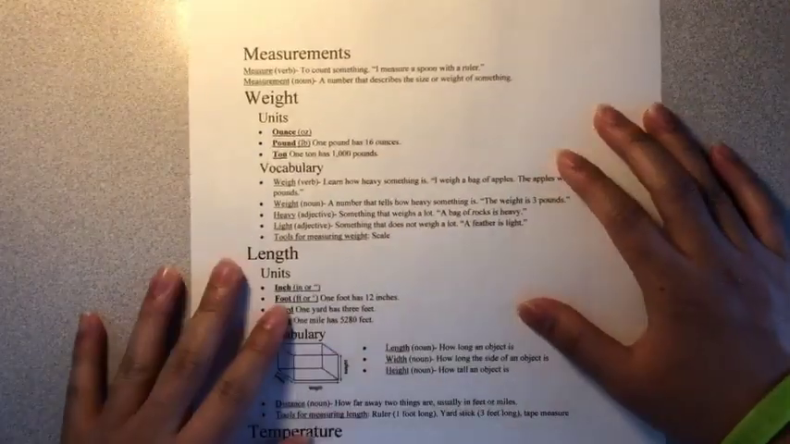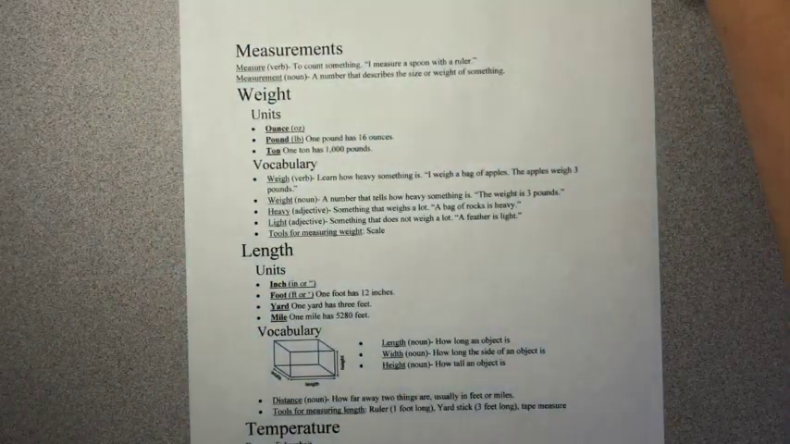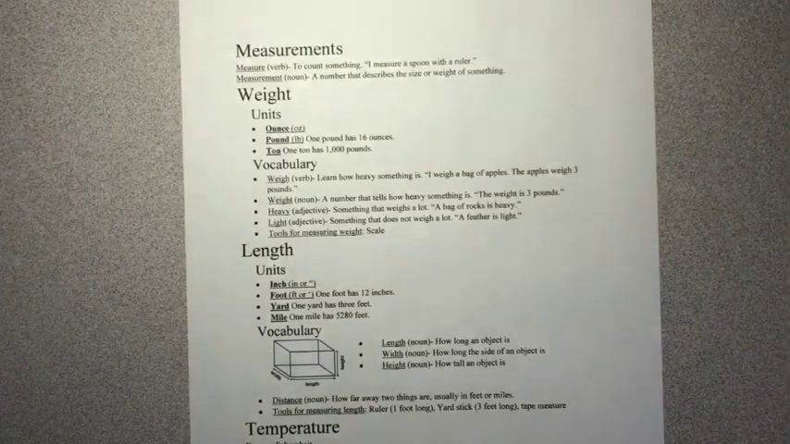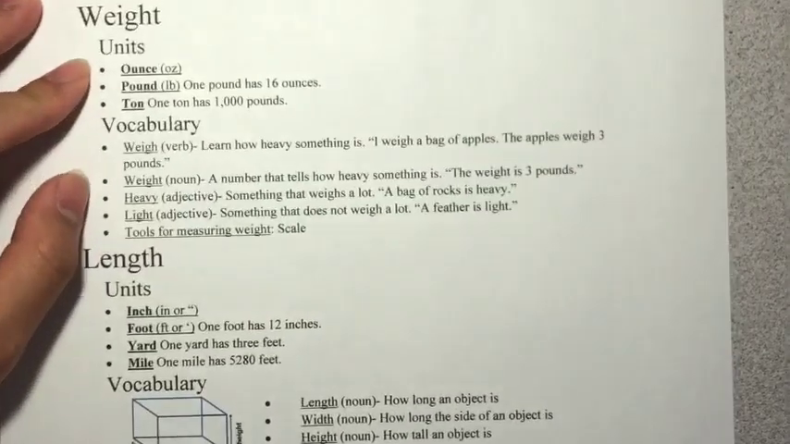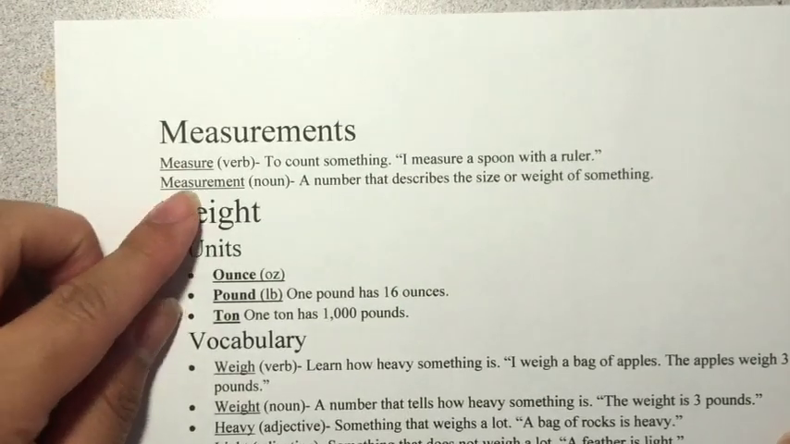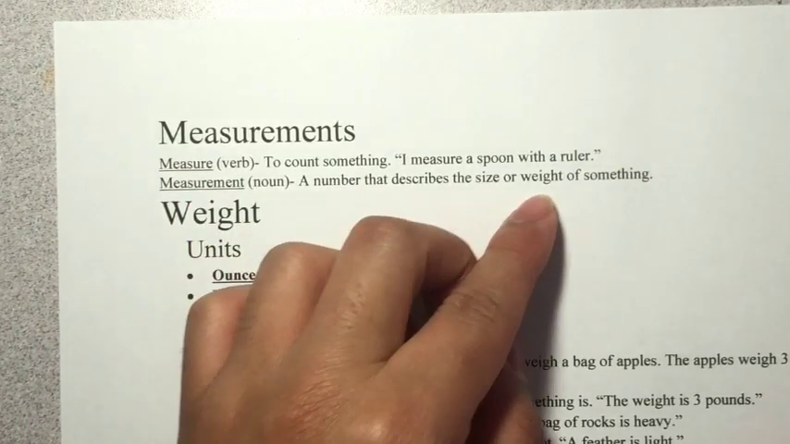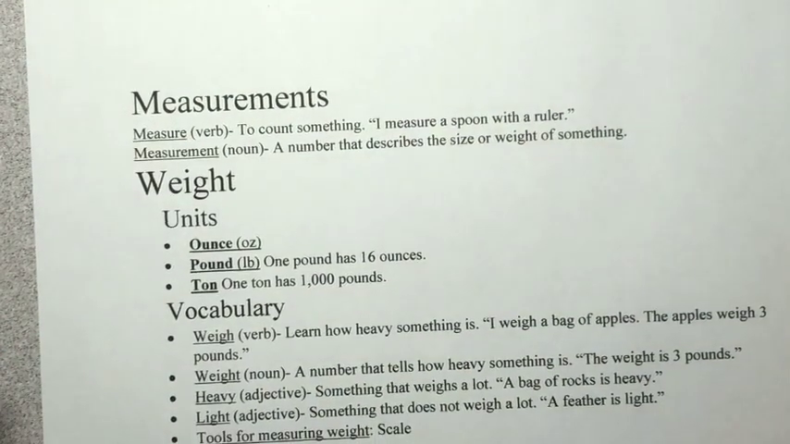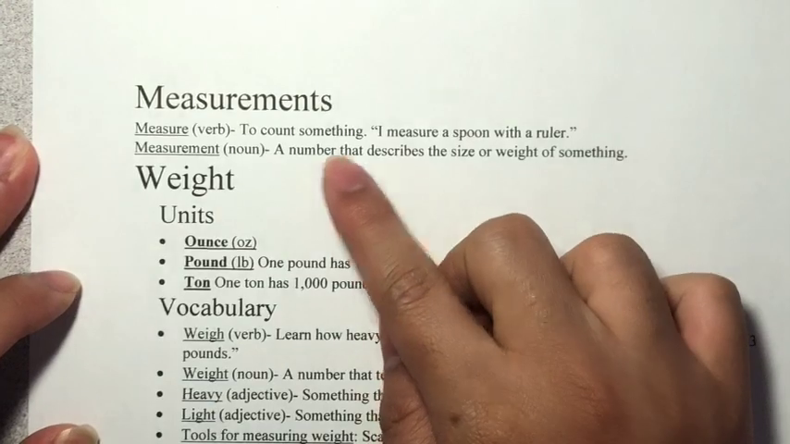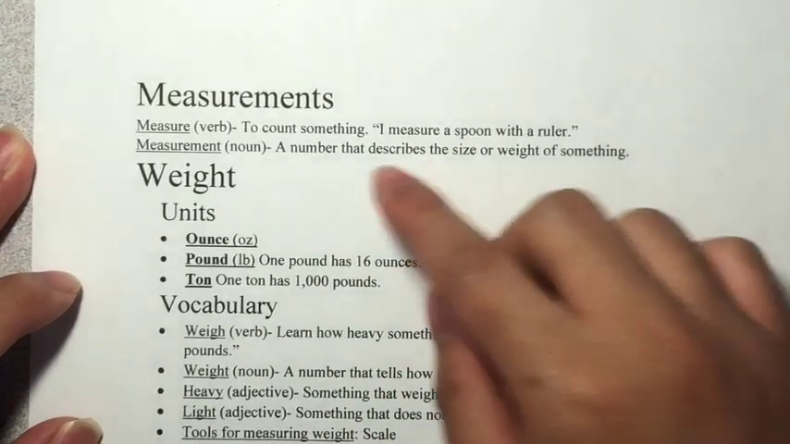Let's use the paper. I want to use the paper. All right. Let me plug this in. There's no batteries. Now it's bright. All right, next we have the word measurement. Measurement is a number that describes the size or weight of something. So if I get the measurements for something, I am getting the numbers that describe the size or the weight of it. So let's find some measurements.